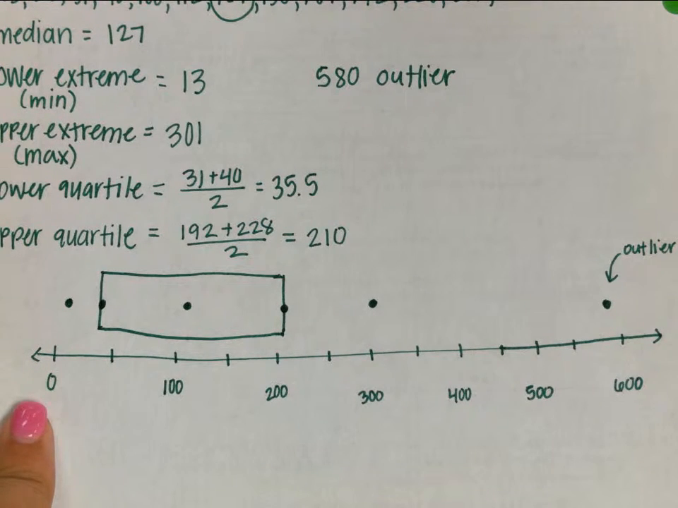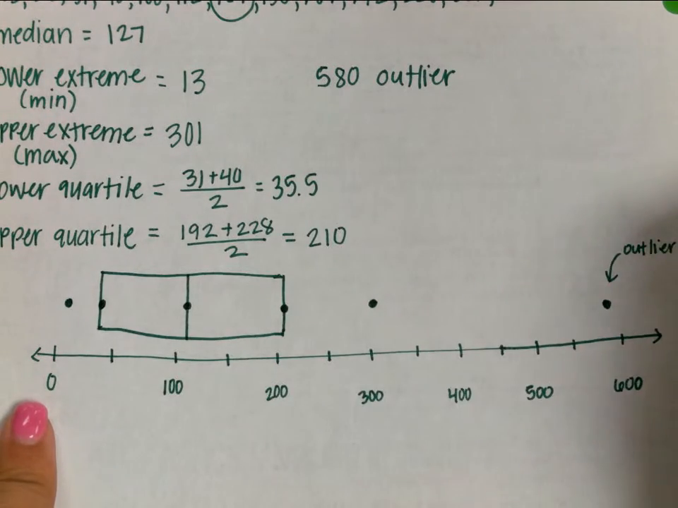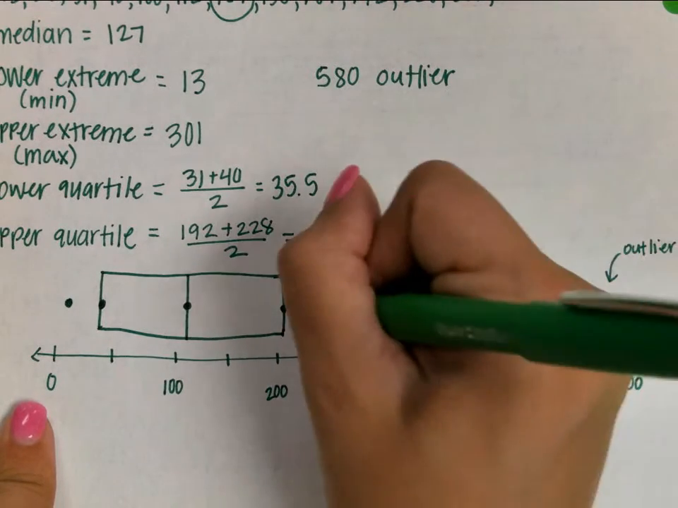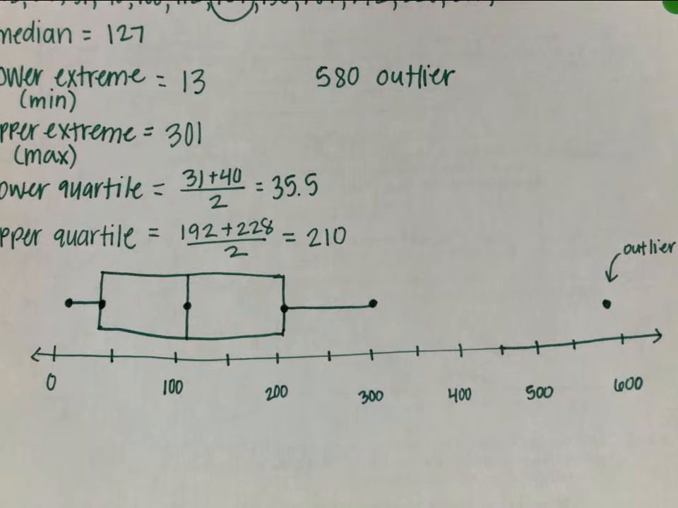And then what do I put in the middle where that median is? A line, too. And then what do I do to my minimum and maximum? Draw a line. It's not perfect. Maybe yours looks better. Got it? Any questions about how to build it?